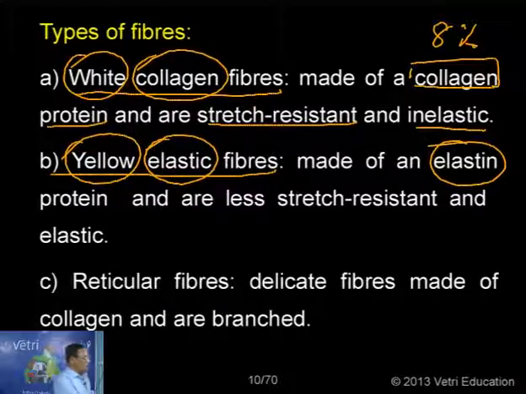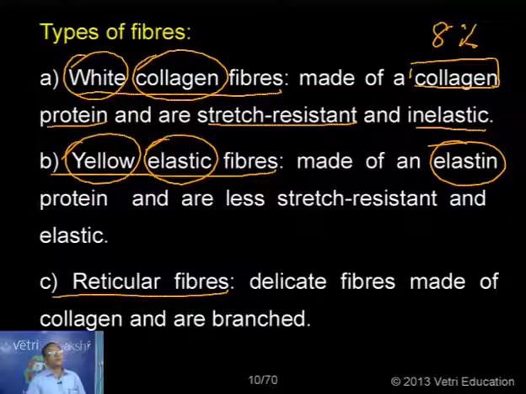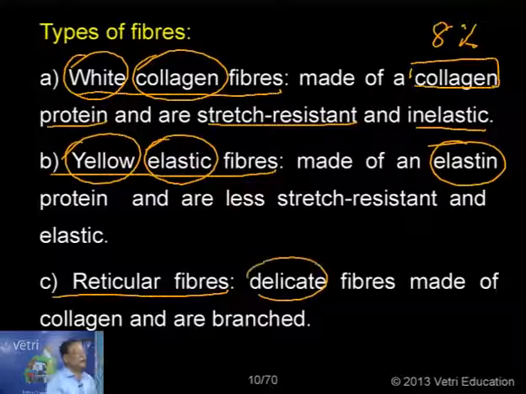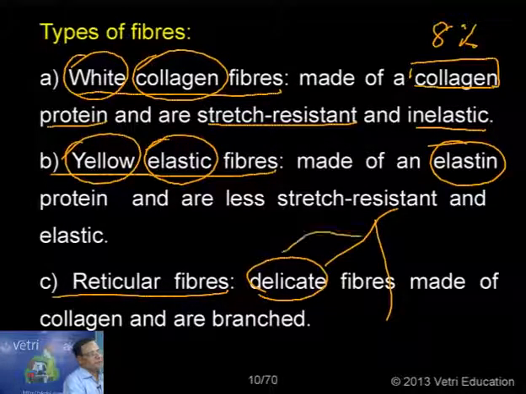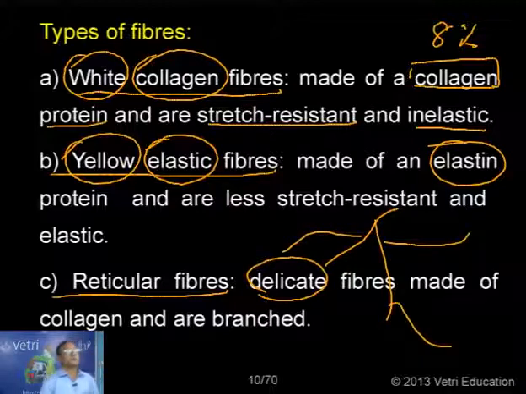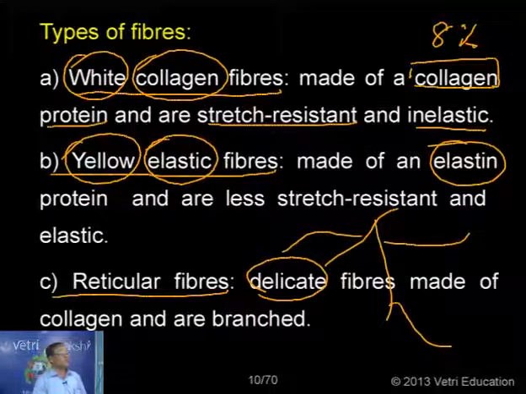Now the third one, reticular fibers. These fibers are also made up of the protein collagen. But these fibers are actually thin when compared to the collagen fibers, though they are made up of collagen, and also branched in nature. That's why the name is given reticular fibers. So delicate, thin fibers compared to the white fibers, but made of collagen. And these fibers are highly branched like this, giving a reticular appearance. That's why the name is given reticular fibers.